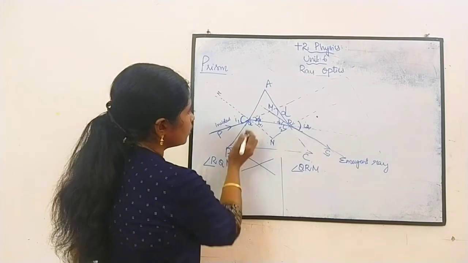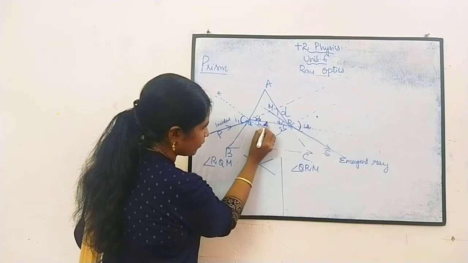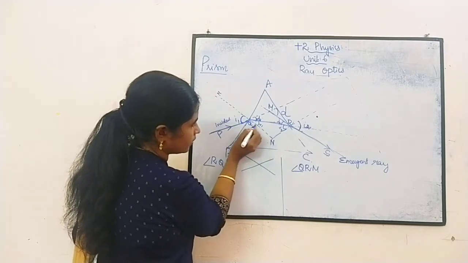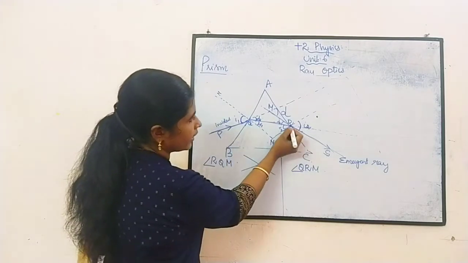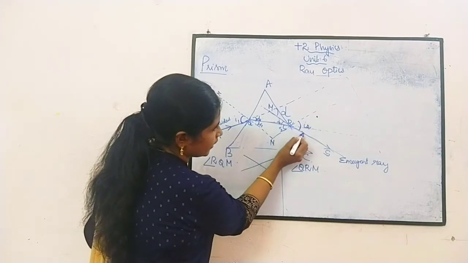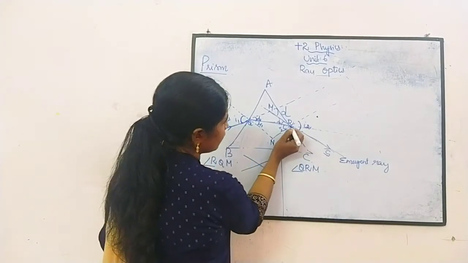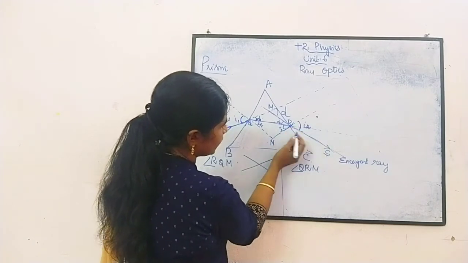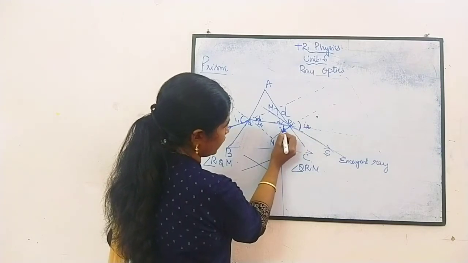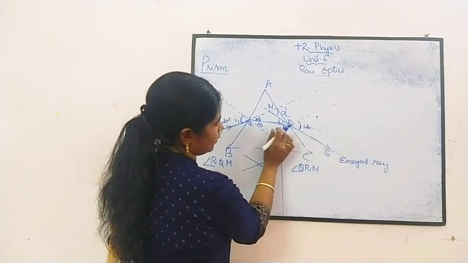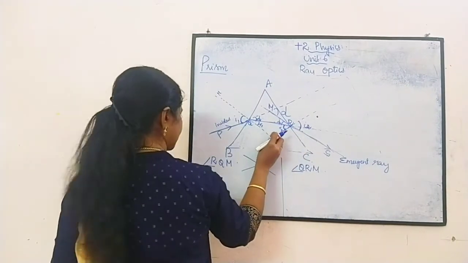Now, it is incident on this and it is getting refracted. It is refracted towards the normal. The angle between the normal and the refracted ray is R1. Similarly, when it comes at this point, it is getting refracted away from the normal. How much it is refracted, we see it is R2. It is refracted by an angle R2. We can take this angle as R2.